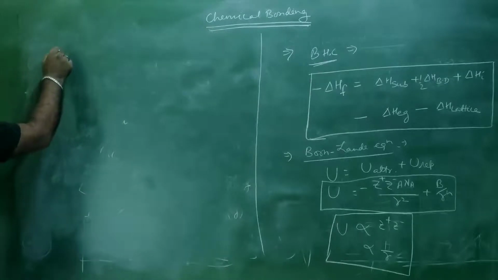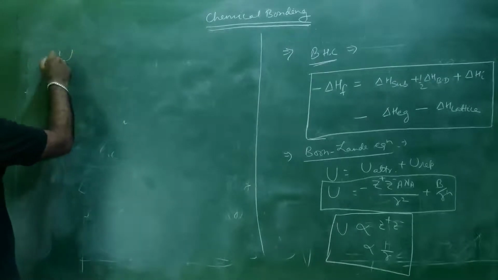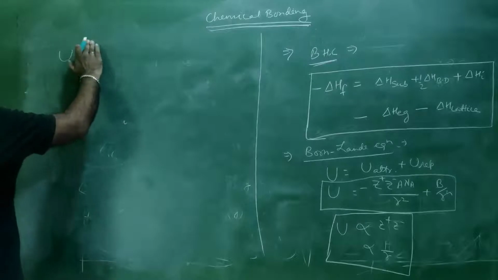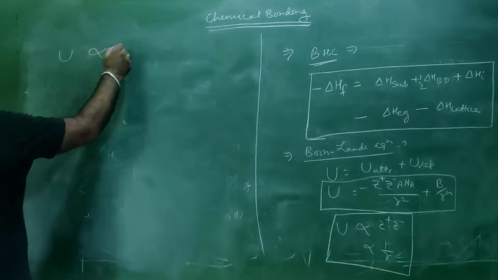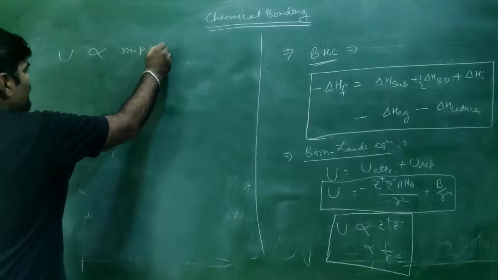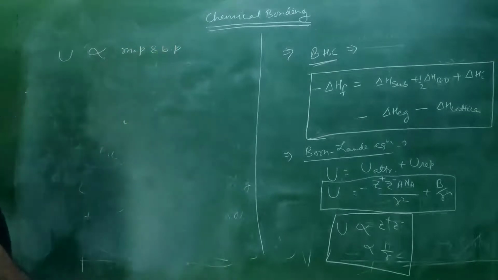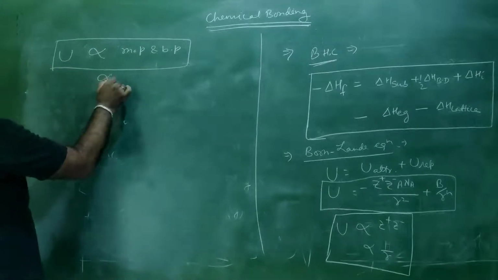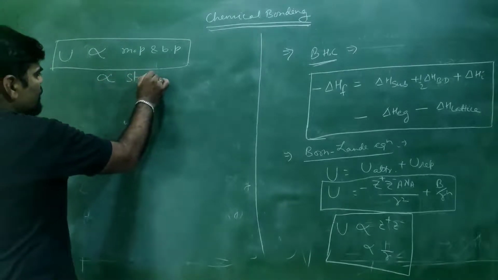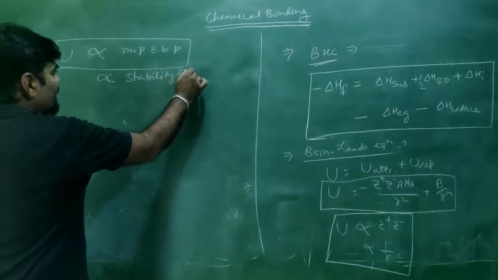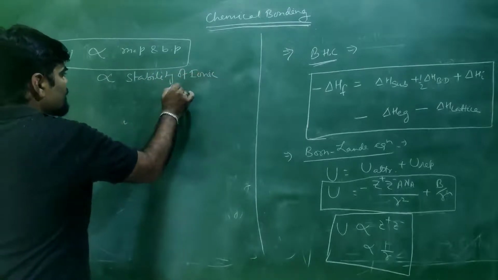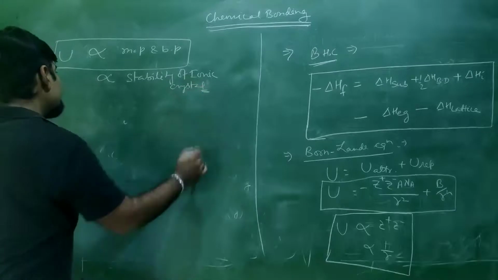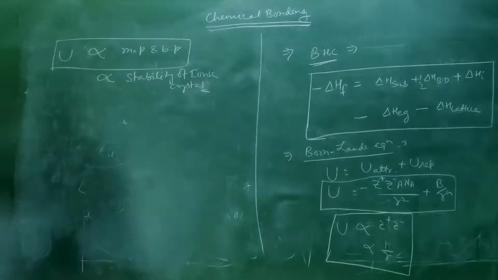Usually, as U increases, if U is more, the melting point and boiling point of the solid is more. If U is more, the melting point and boiling point of the ionic crystal is more. If U is more, the stability of the ionic crystal is more. So melting and boiling point are proportional to U, and stability of the ionic crystal is proportional to U.